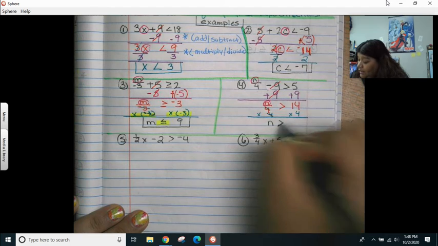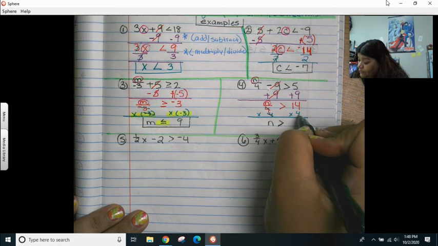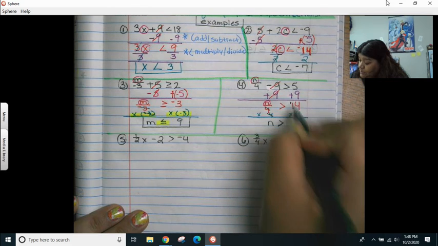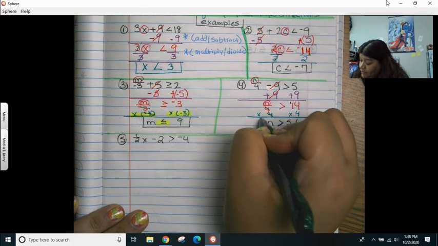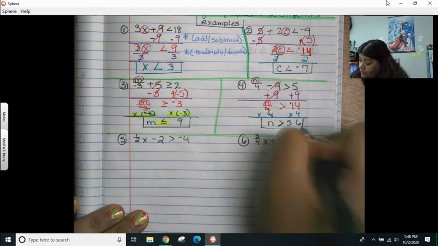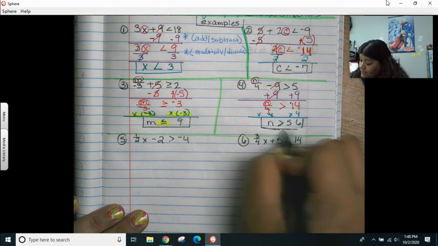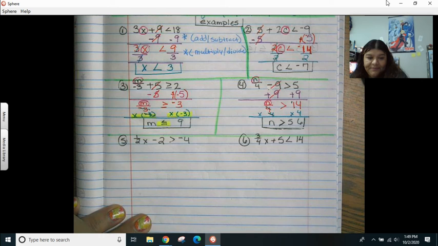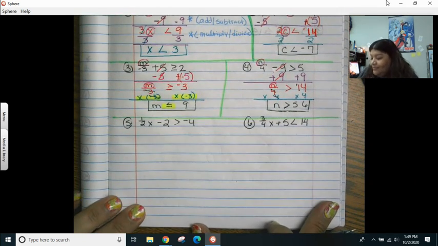Okay. Now we do 14 times 4. Let's see, 4 times 4 is 16, carry your 1. 4 times 1 is 4, plus 1 is 5. So n is greater than 56, okay? And everything was positive, so my answer stays positive. Okay? Getting the hang of it, hopefully?